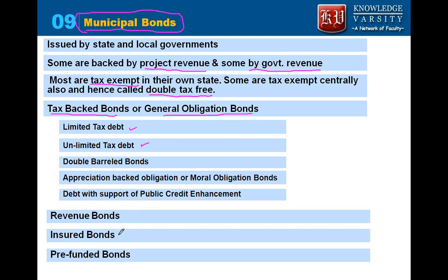Some of these bonds are insured. These bonds are insured using a third party guarantee. When you insure something, the credit rating by the rating agencies increases. Let's say they're making a bridge and they have issued a bond, but they feel that the revenue from the bridge will not be much, so they will insure the bond. This means that if there is not much revenue, or if there is some default, the insurance company will pay. As a result, the credit rating increases and many different types of investors can invest in those bonds.